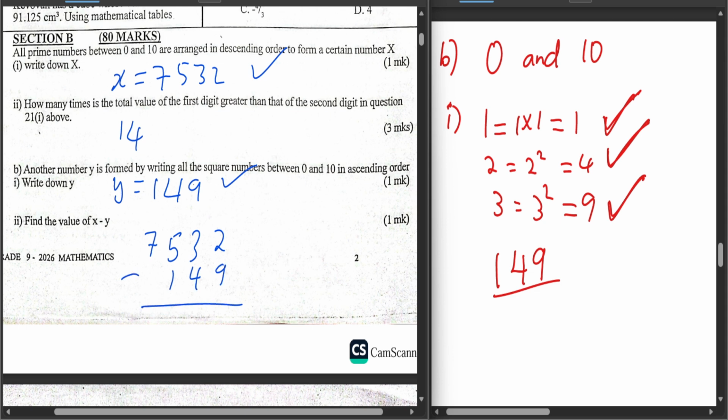Let's see how much it gives us. 12 minus 9 gives us 3. I borrow 1, 4. 12 minus 4 gives us 8. 4 minus 1 gives us 3, 7. And that is your answer. So yep, very, very easy.